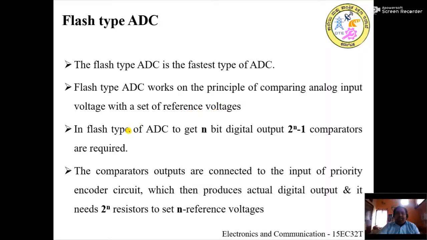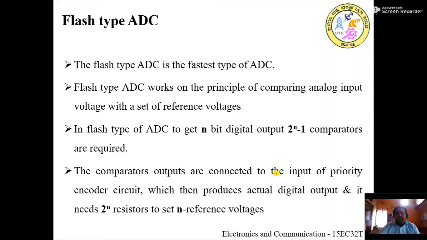So in flash type of ADC, to get an n-bit digital output, we need 2 to the power of n minus 1 comparators, and we need a resistor divider circuit where there should be 2 to the power of n resistors, as well as we need a priority encoder. So these are the three components.